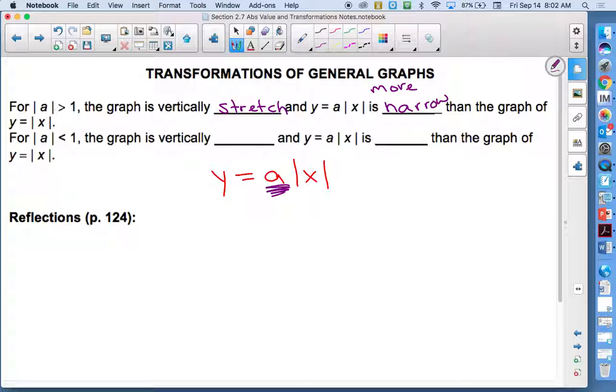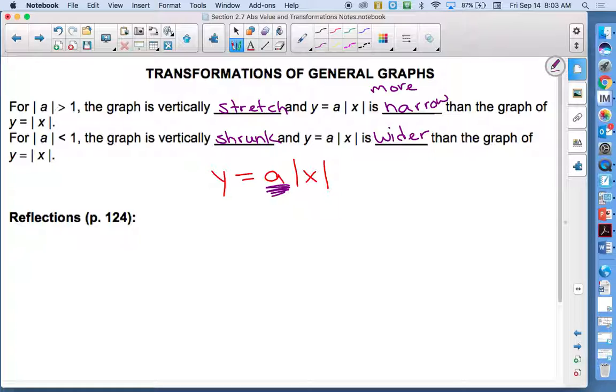If the absolute value of the number is less than 1, so we're keeping it positive, then the graph is vertically shrunk. And it is wider than the graph of y equals the absolute value of x. So if I have 1/2, 1/3, 1/5, 1/7, 2/3, so the absolute value of the number is less than 1, I'm only going up a little bit, but we're moving left or right more. So it becomes a wider graph, or it's squished down vertically, so it's not going to be as high, as steep. And then the last one, the reflection.